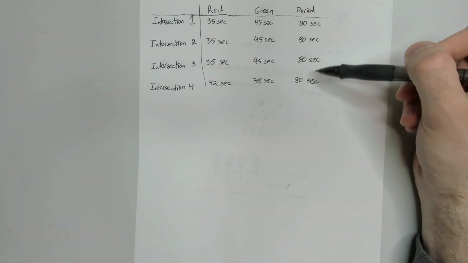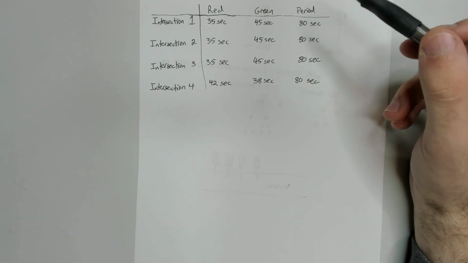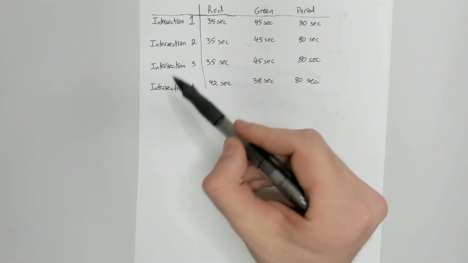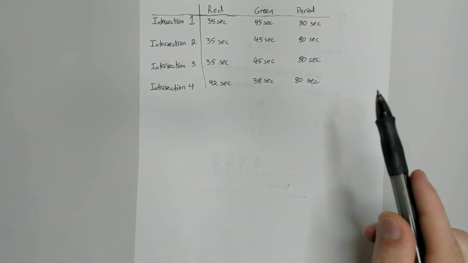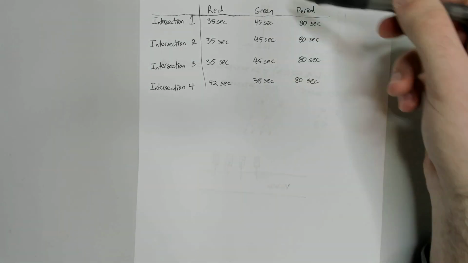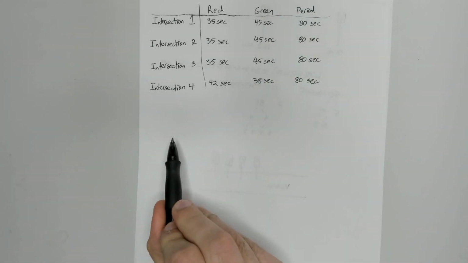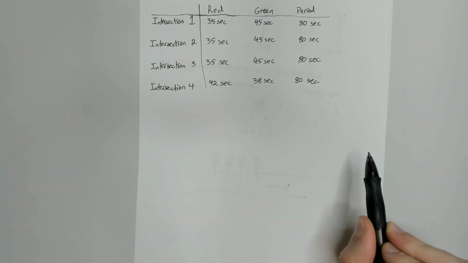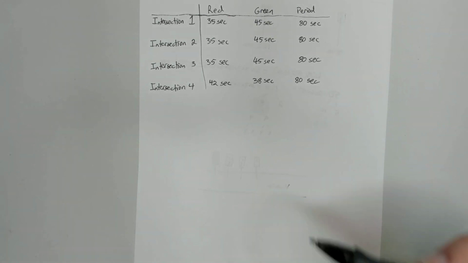So why is it problematic that all of these have the same period? Well, the problem is that all of these intersections, if they have the same period, basically, they're always going to be doing the exact same thing, pretty much on the same timer. So if I measure any 80-second period, intersection 1, intersection 2, 3, and 4 will all be doing the same thing during those 80 seconds.